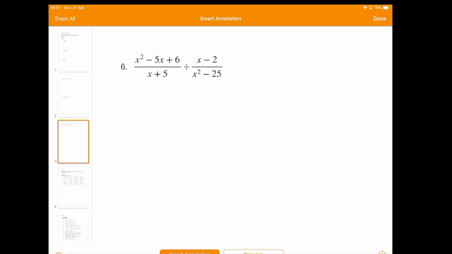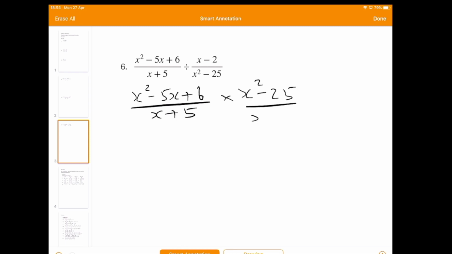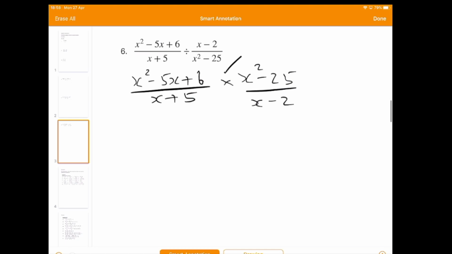Okay, so maybe the first thing to do is, before we even start factorizing, let's sort out that division sign. So that should be written as x squared minus 5x plus 6 all divided by x plus 5. That should change to a multiplication sign, and then the fraction should be written upside down. So it's now x squared minus 25 all divided by x minus 2. Okay, you'll get a mark for doing that. And then we can factorize.